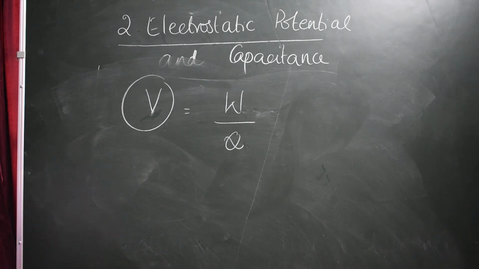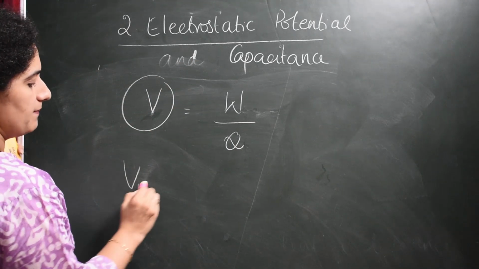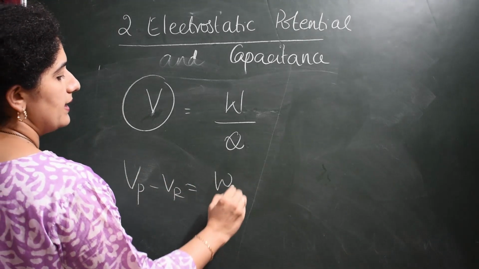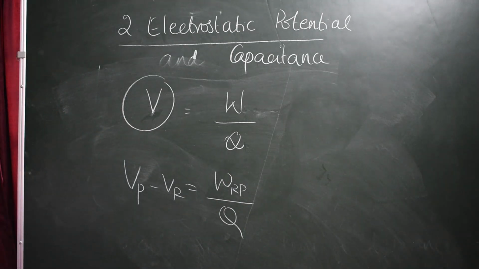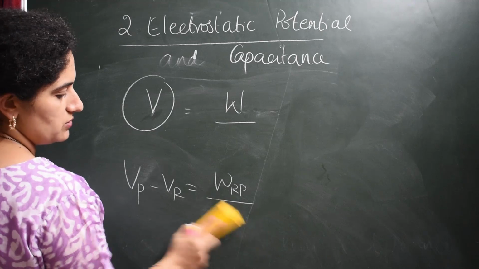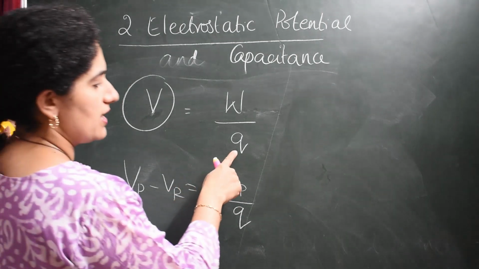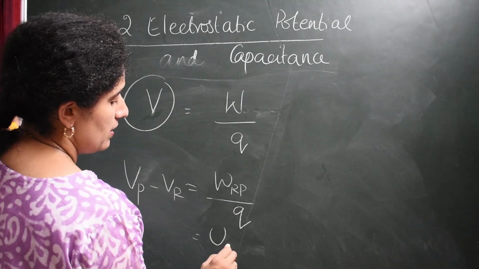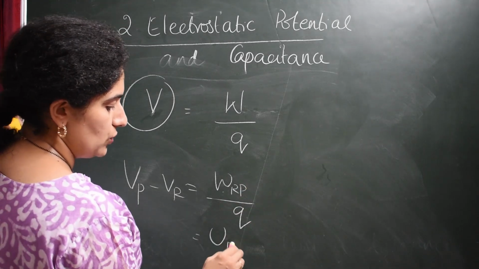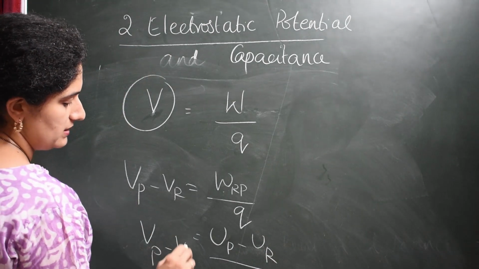So when you have this electrostatic potential, how can I write the equation if I consider those two points P and R? It is Vp minus Vr equal to WRP divided by Q. I can write this with the test charge also. Usually we write the test charge as small q. So Vp minus Vr: what is WRP? It is UP minus UR divided by Q. That will give you Vp minus Vr.